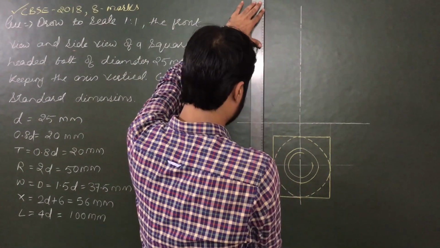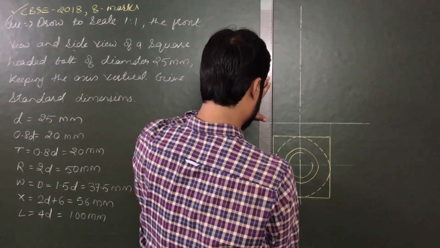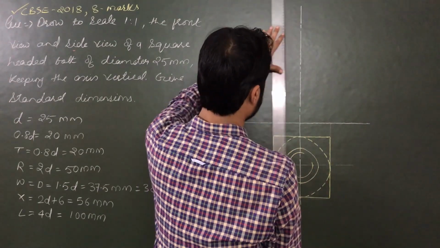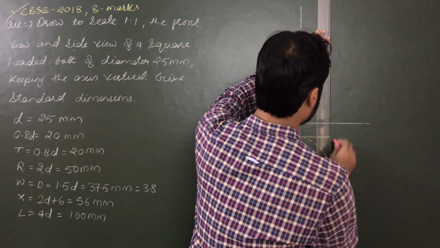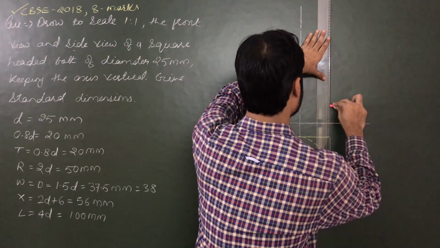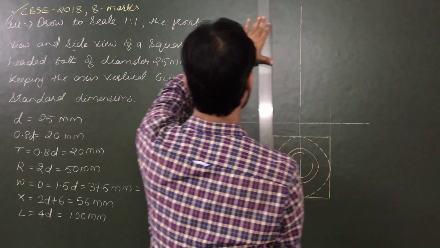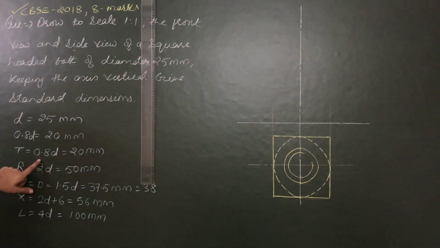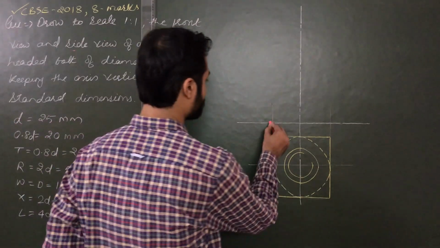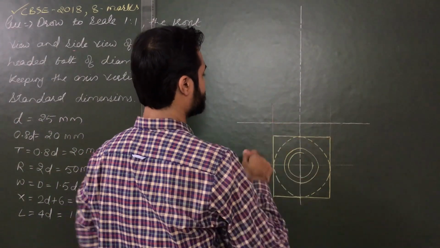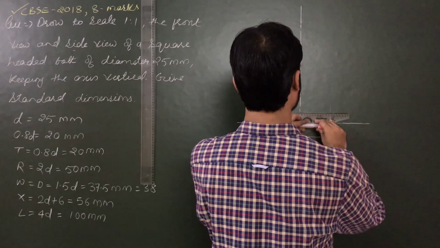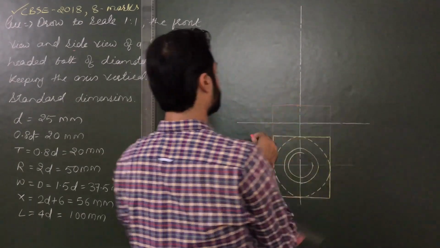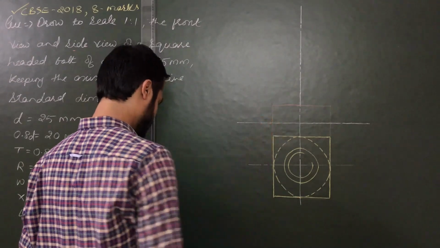Now using these limits, first of all draw its head. The thickness of the head is 0.8 d. So from the XY line, from the reference line, the head thickness is 0.8 of d. So this limit is 0.8 of d.